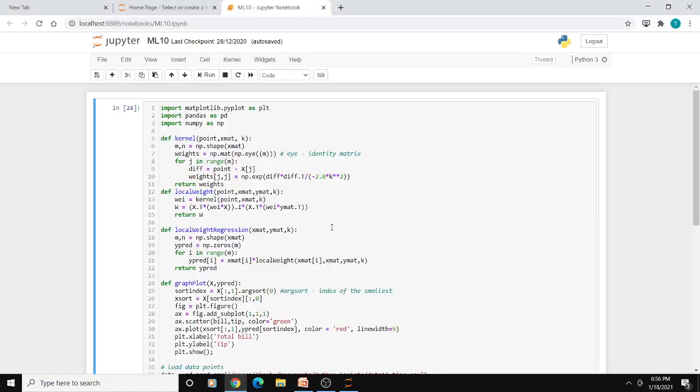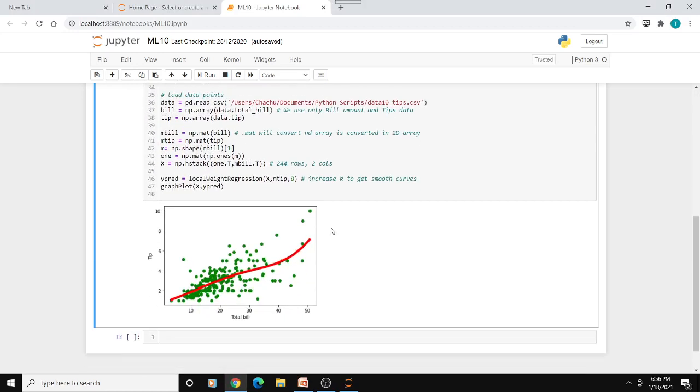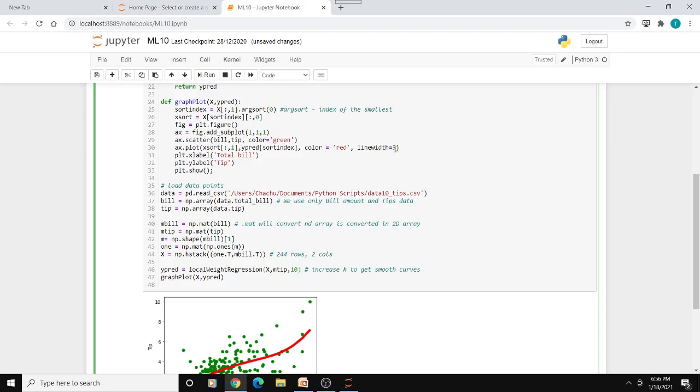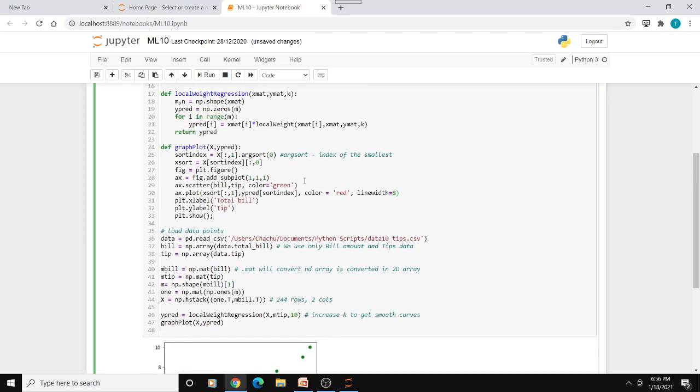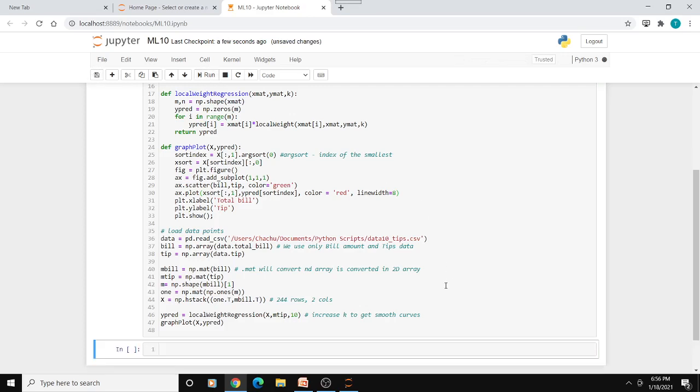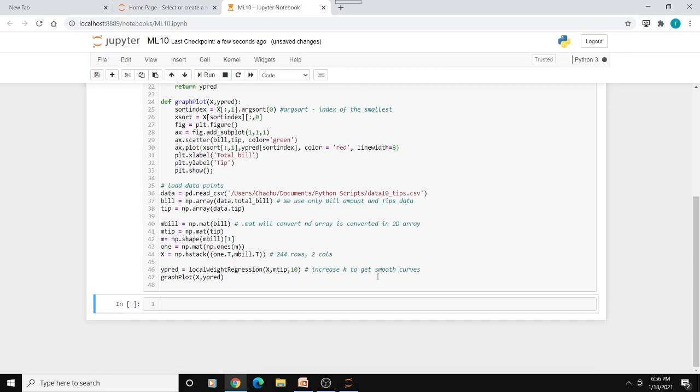So this is the program that I explained now. When you run this, you will get a graph with the total bill on the x-axis, and on the y-axis all the tips amounts. You can increase this value. Now I will give this as 10, and here I will increase the line width to 8. Okay, so let's save this and run this program. We'll see what difference it makes in the graph.